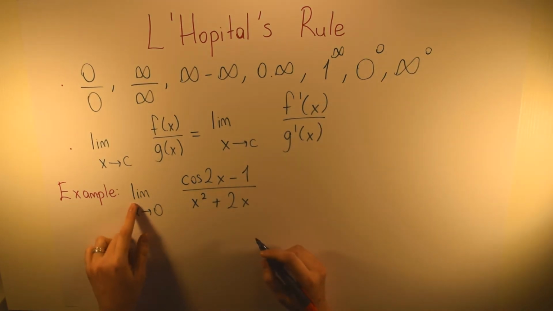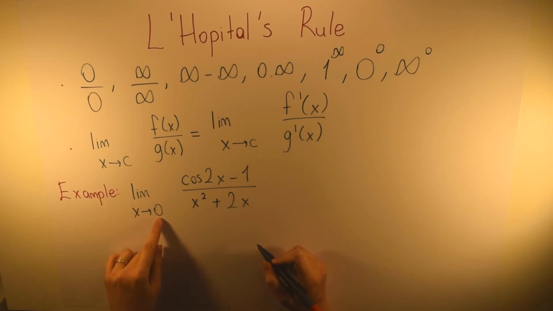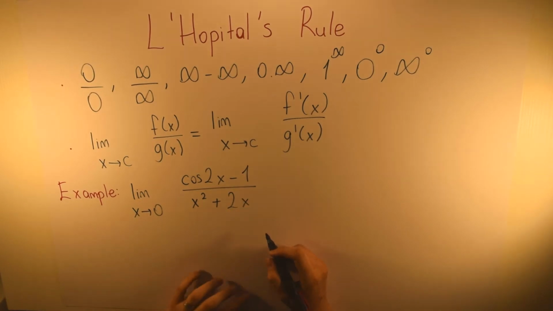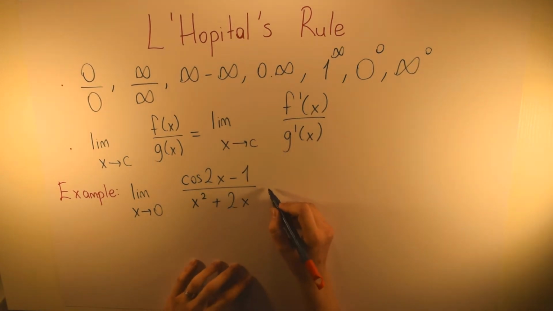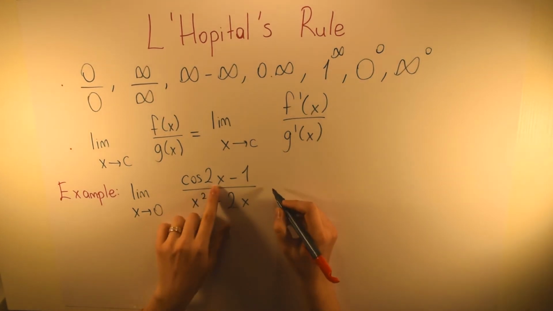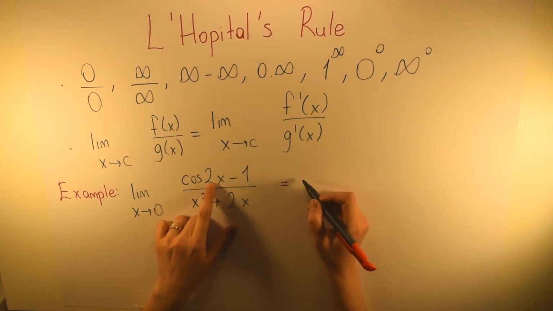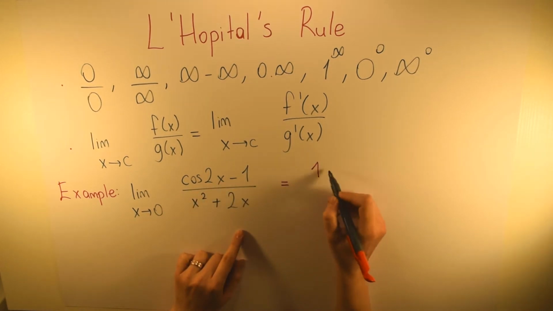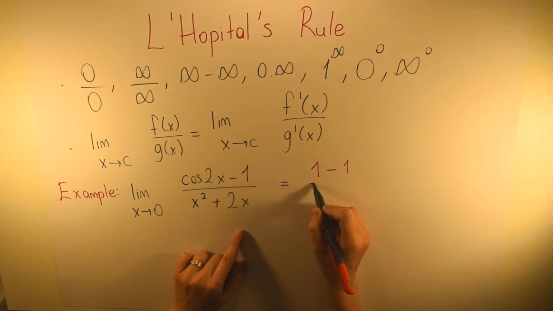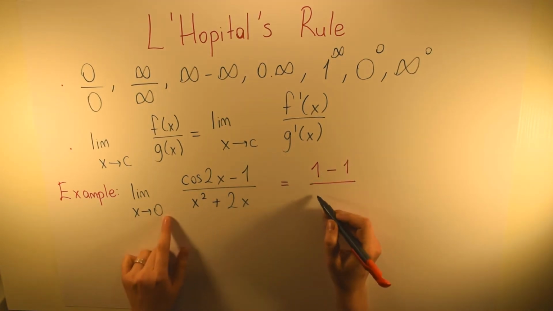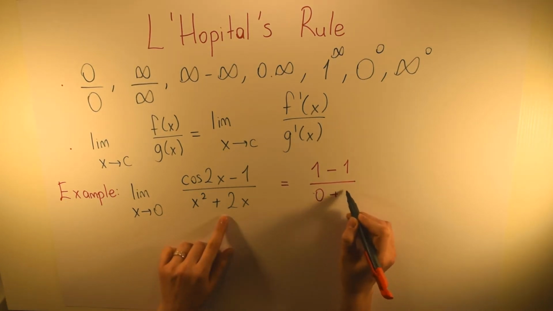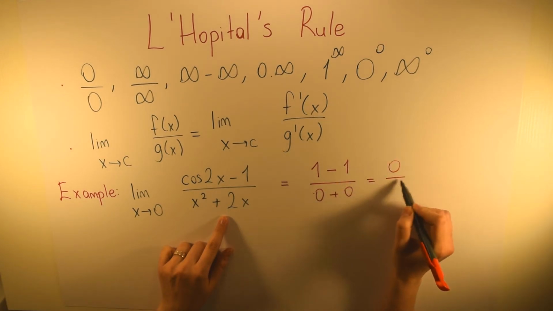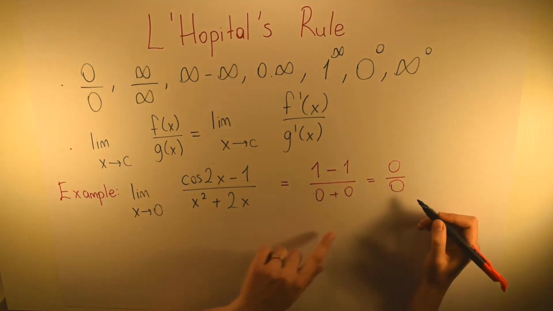Here we have the limit as x goes to 0 of cosine 2x minus 1 over x squared plus 2x. When we put 0 instead of x, let's see what our solution is. Cosine 0 is equal to 1, right? It's 1 minus 1 over 0 squared, which is equal to 0, plus 0. So we get 0 over 0, and we are unable to evaluate this.